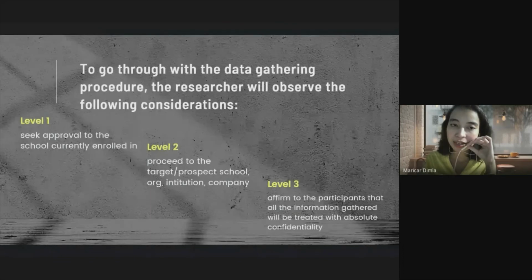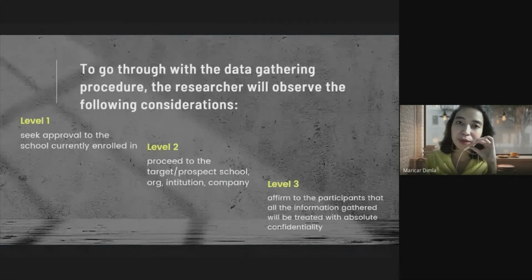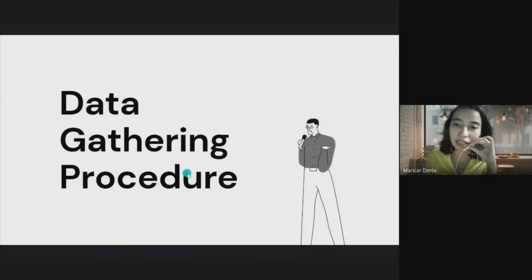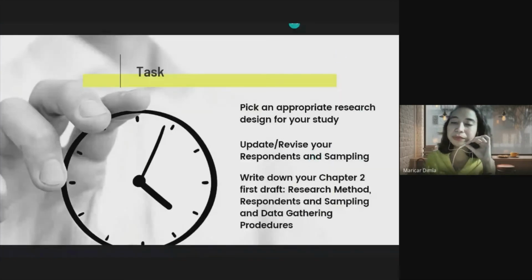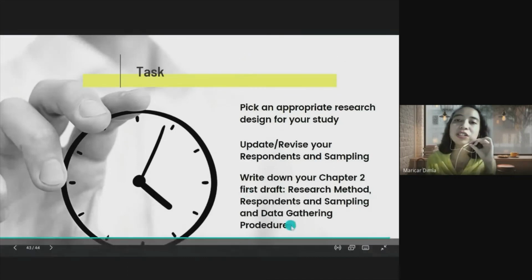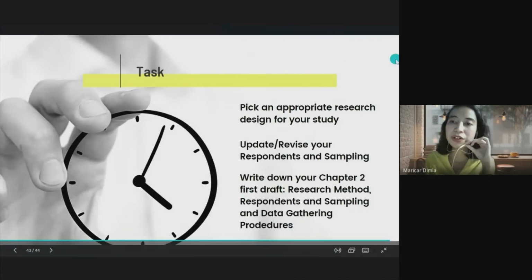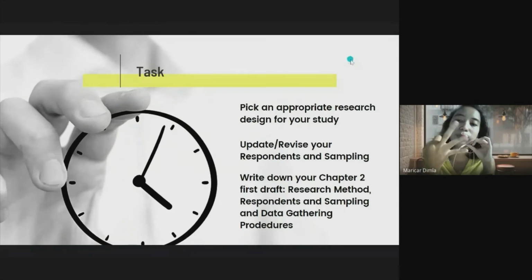Okay? Once again, class, the flow of the data gathering procedure is templated. Ayoko na kayong pahirapan because I want you to focus more on the research method you'll be utilizing. Okay? So for your task class, wala tayong meeting on the day 2 because you'll be dealing on your first draft of your chapter 2. When I say first draft, gagawin nyo pa lang yung 3 parts: research method, respondents of the study, and the data gathering procedures.